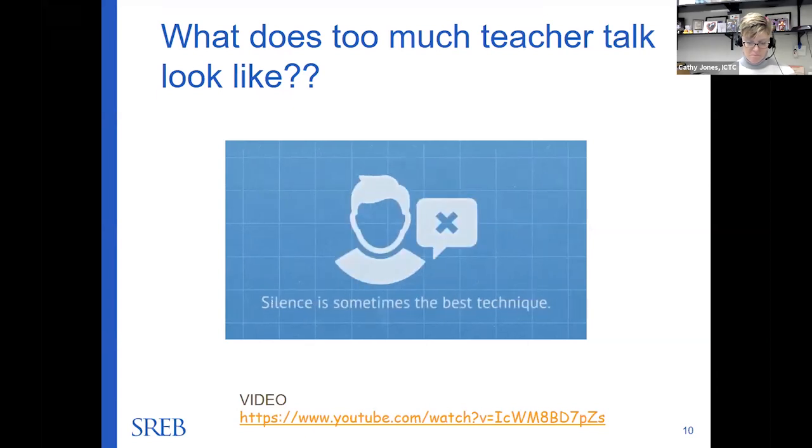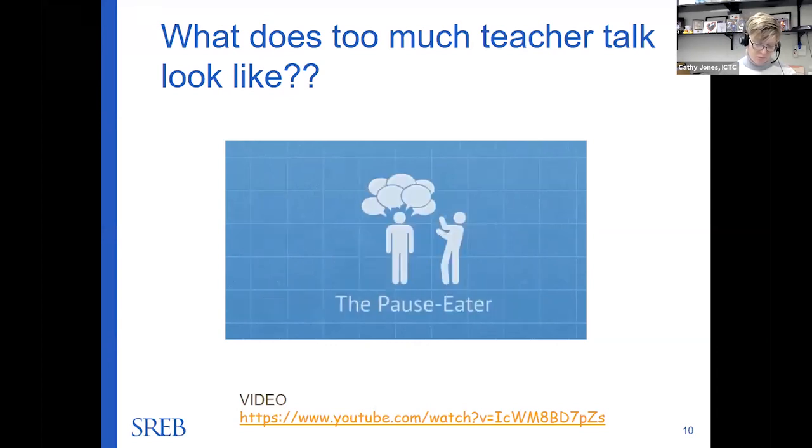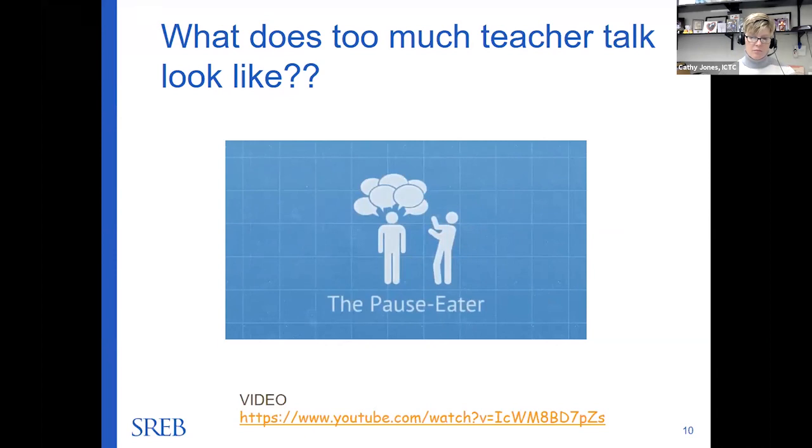As odd as it may seem to some teachers, silence can be a great technique because it creates interest and elicits student participation. The pause eater is the type of teacher who moves with too much pace.